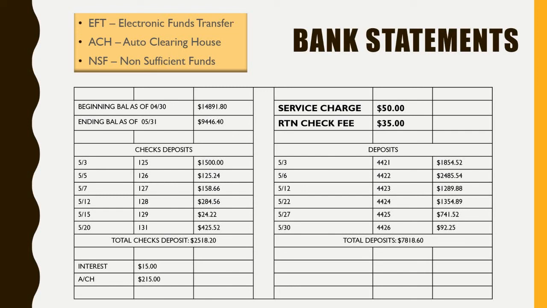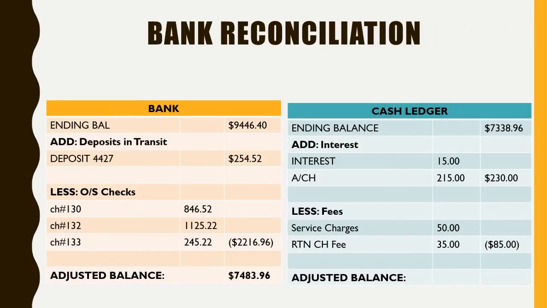So that's what happened here: we deposited a check and it bounced on our end because the person who wrote the check to us wrote a faulty check. So not only does it bounce for them, it bounces for us too because we deposited a faulty check. Okay, so in this case, $35 plus a $50 service charge. That's something I'm going to subtract out on my cash ledger side. So service charges of $50 and the return check fee of $35 give me a total of $85 in fees.